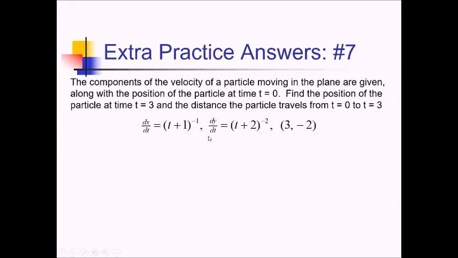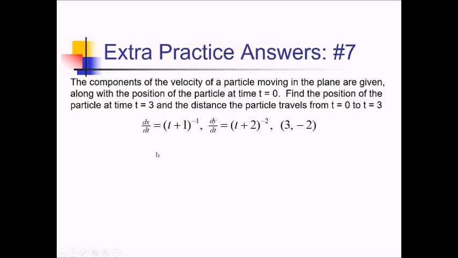For this, we want to find the position of a particle at time 3 and the distance it travels from time 0 to 3, given the components of the velocity of the particle down here. And we also have that the position at time 0 was (3, negative 2). So to get this started, let's find the x and y new coordinates individually.